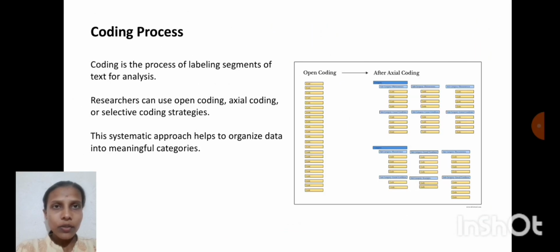Coding process. Coding is the process of labeling segments of text for analysis. Researchers can use open coding, axial coding, or selective coding strategies. This systematic approach helps to organize data into meaningful categories.